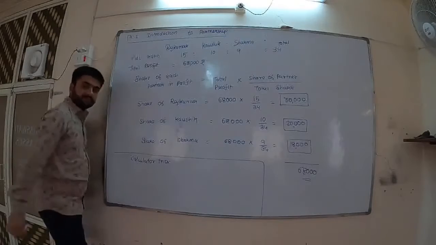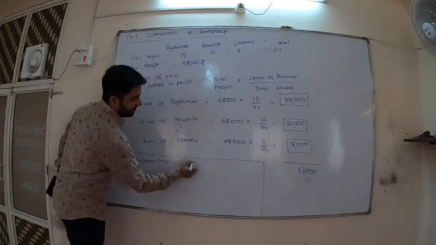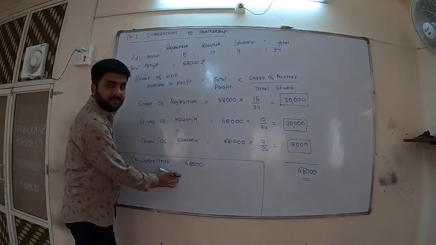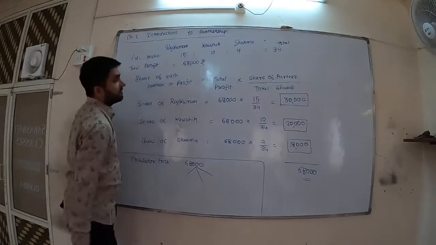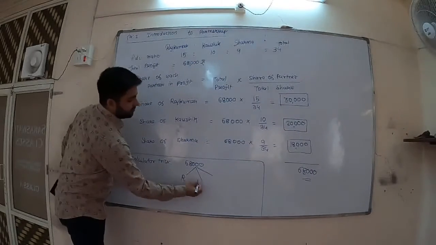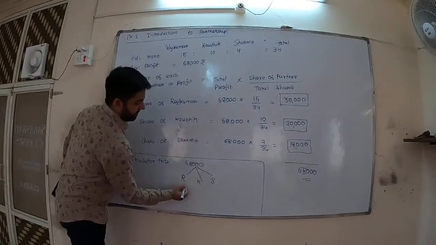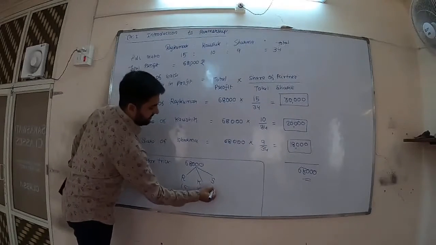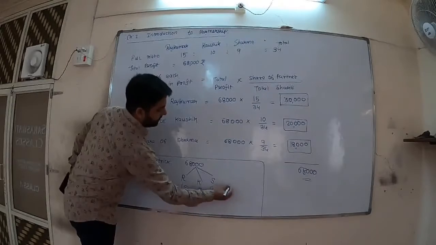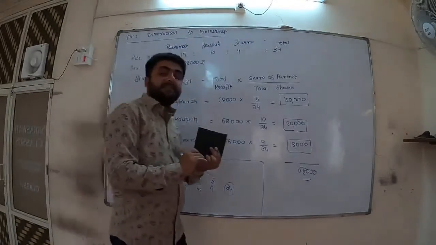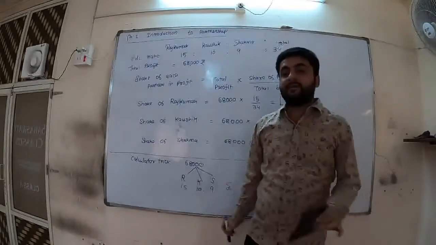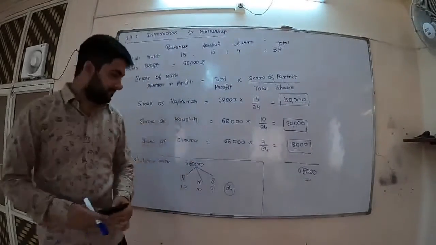Calculator trick. How directly can we distribute? This you don't need to write, okay? I am just explaining the thing, you don't need to write. 68,000 between Rajkumar, Kaushik and Sharma. 15, 10, 9 and total is 34. How you will distribute directly this thing using calculator? So understand this thing, friends.